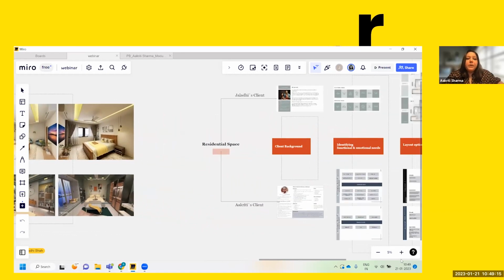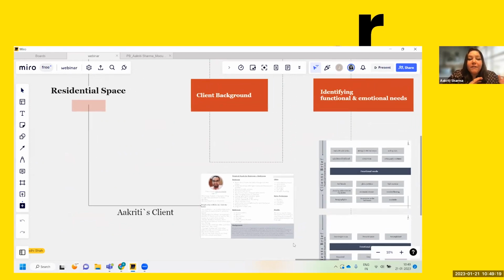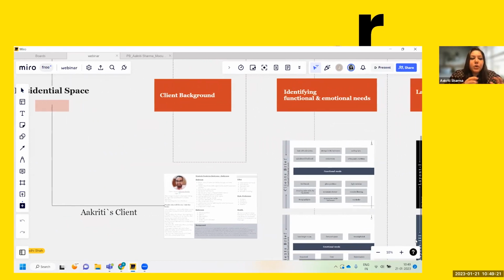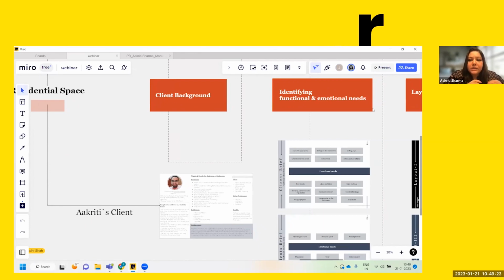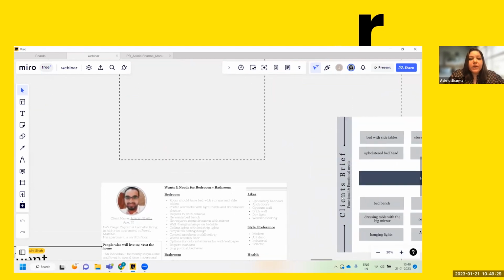Coming to module 2, whatever we have learned in module 1, we'll be applying here. So we have different clients. My client was Adarsh Shetty. He's an individual. He works as a cargo officer.